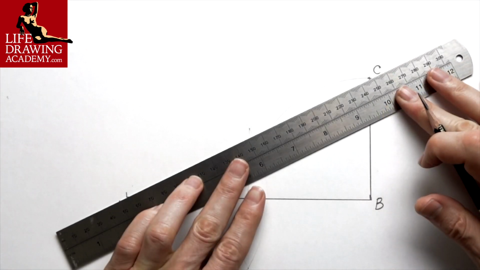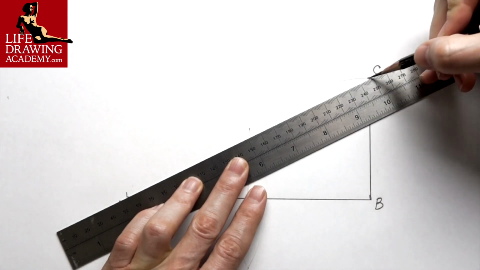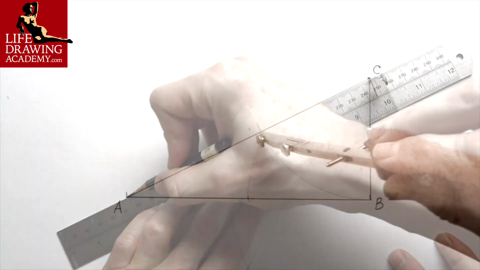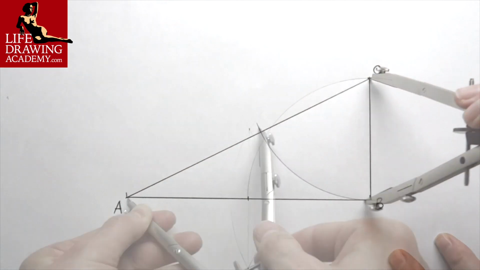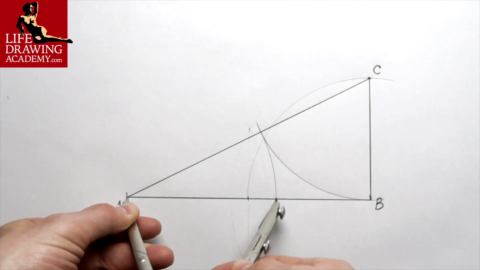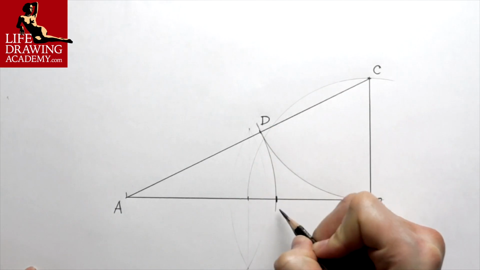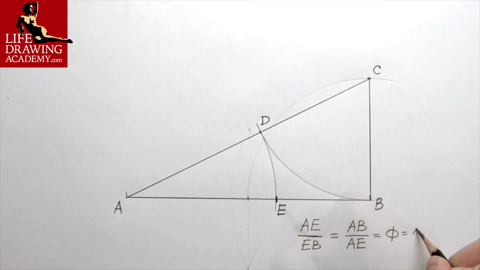Join the endpoints of two lines, A and C, making the right angle triangle. Draw an arc with the radius CB. It cuts the longest side of the triangle in the point D. Draw another arc with the center A and radius AD. The point E, where this arc intersects the line, divides the line into its golden ratio.